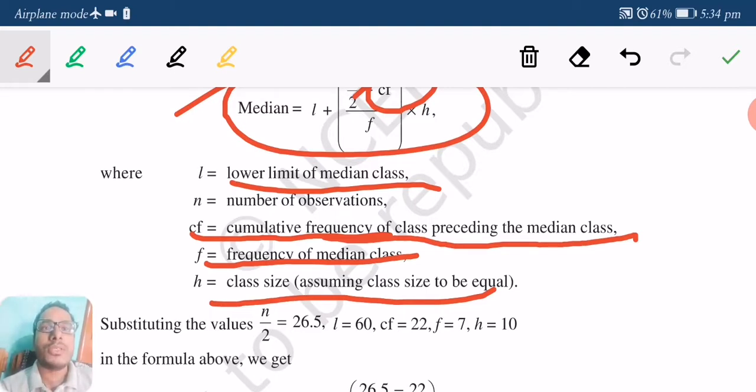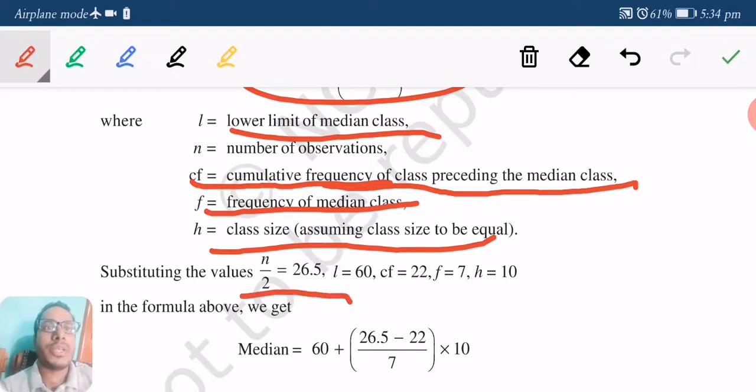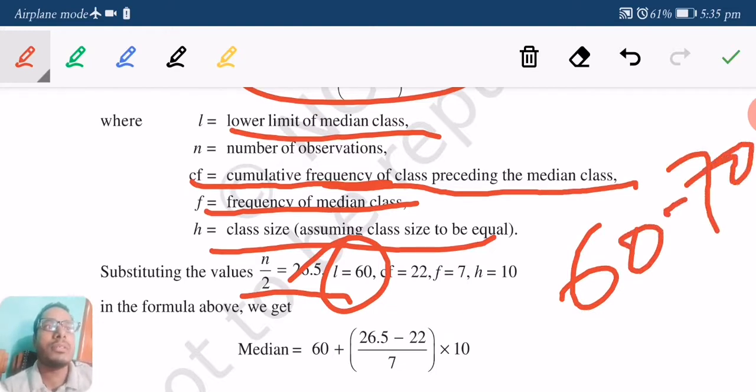So substituting the values we have got in the given formula, what do we get? n by 2 is 26.5. L is equal to 60, because 60 to 70 is our median class. CF, as I have already discussed, is 22. F is equal to 7, that is the frequency of the median class.